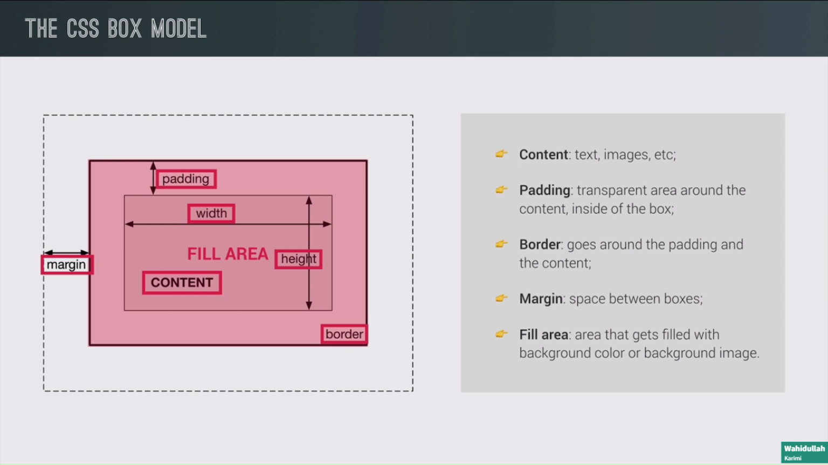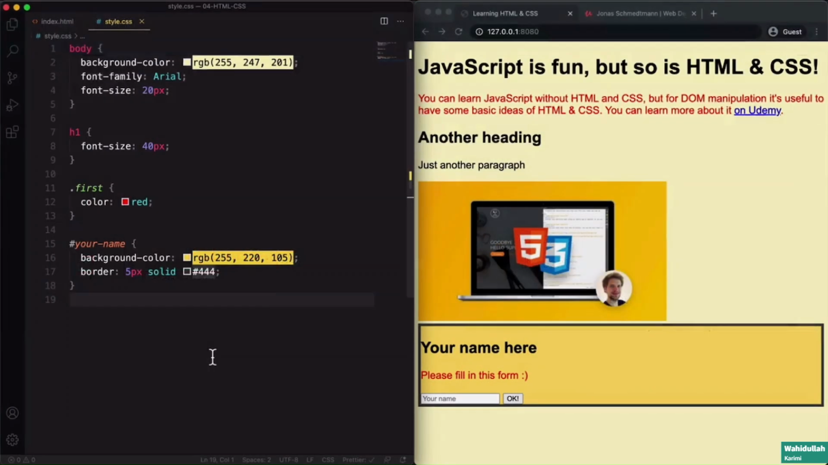So remember how the text content and images go inside the content box? Well, the same does not apply for background images or the background color of a box. These properties will actually be applied not only to the content box, but to the entire fill area, which also includes the padding and the border, but not the margin. Okay? Alright, so let's go back to our code and implement some of these properties.